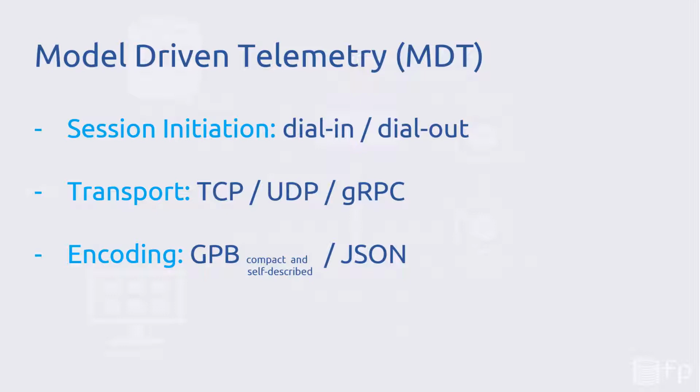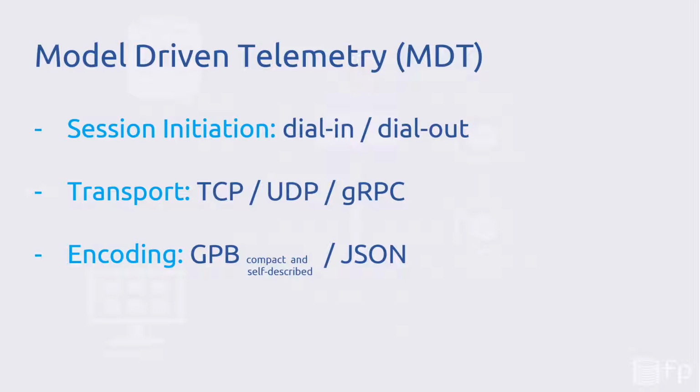As far as the transport mechanism, we have our classic TCP and UDP, but there's also one called gRPC, which stands for Google Remote Procedure Call. This one works over HTTP and allows for added security like TLS. So this is probably what you're going to find in most production environments.